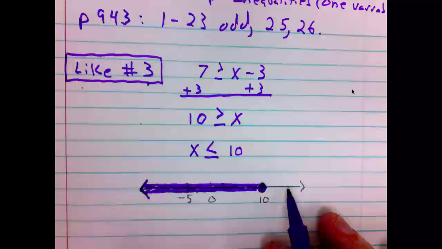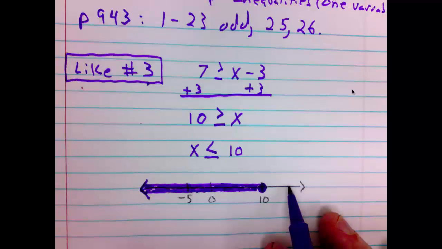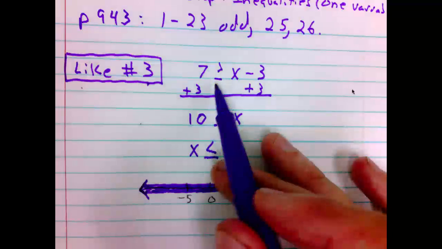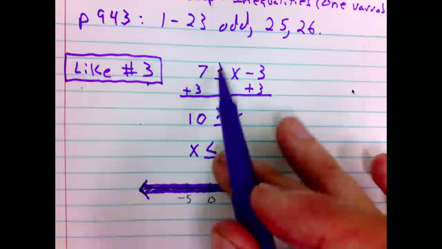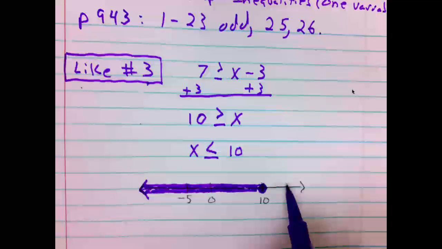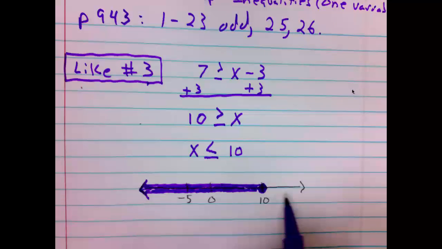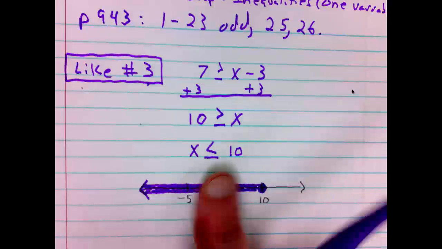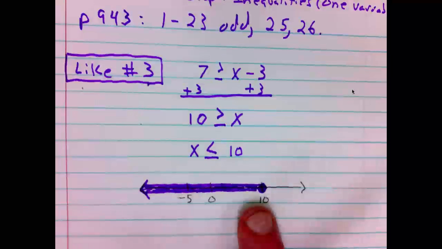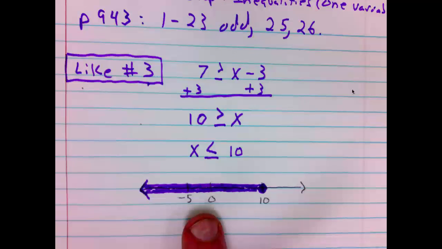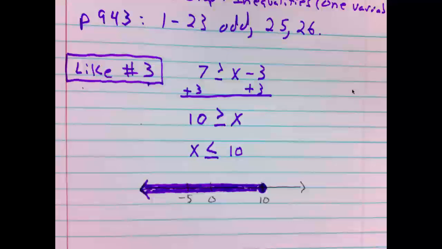Consider a value outside of the shaded region. A value over here might be 15. 15 minus 3 is 12. Is 7 greater than or equal to 12? No, it is not. That's a false statement. Therefore, 15 is not a solution, nor is it shaded. So, x less than or equal to 10 is our statement. This number line with the shading is another way to express this statement.